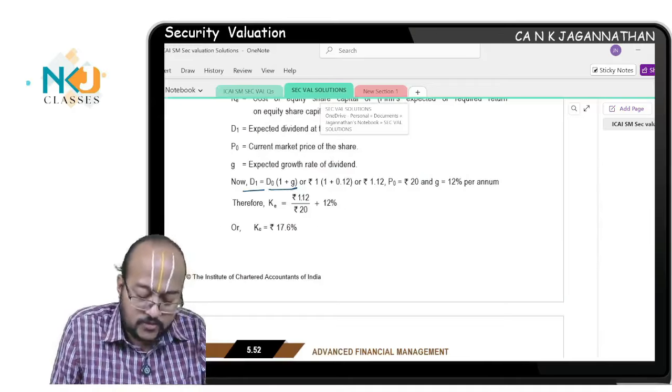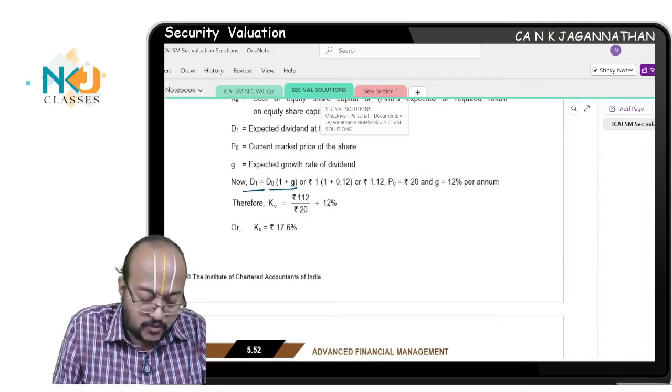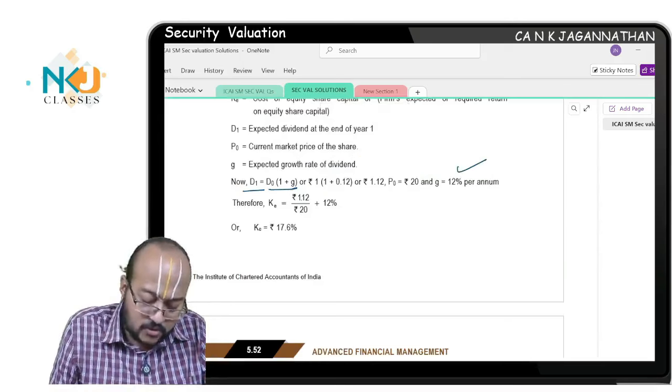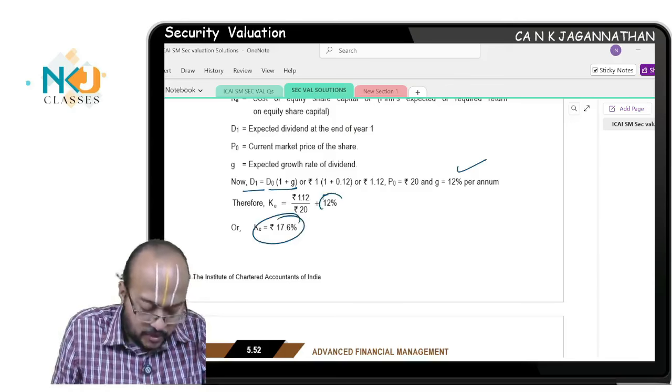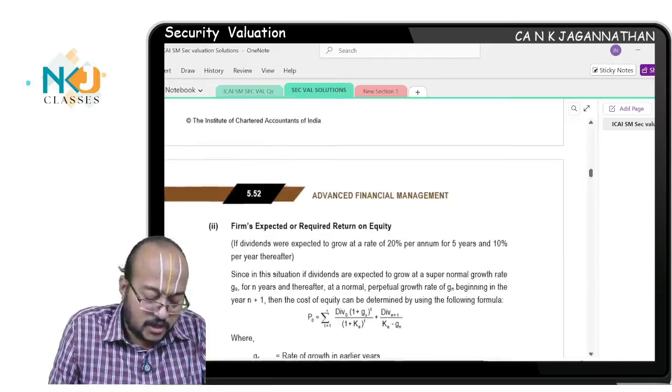D1 you need to find out, just apply the growth rate given. 12% growth rate they have given. You will find out the KE is equal to 17.16%. Just apply the formula, you will get the KE.